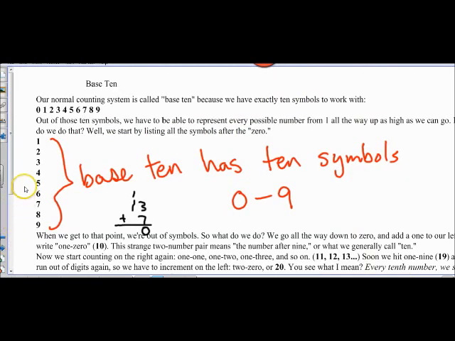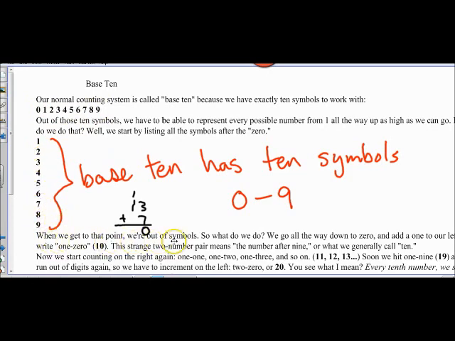So again, we know 0 through 9 are the numbers in our base 10 system. There are 10 digits. We call them digits because it's decimal, but there are 10 different numbers that fit in our system, 10 symbols: 0, 1, 2, 3, 4, 5, 6, 7, 8, 9.